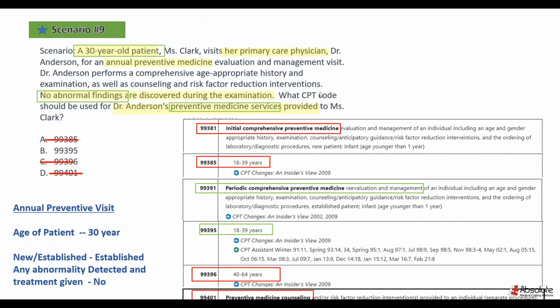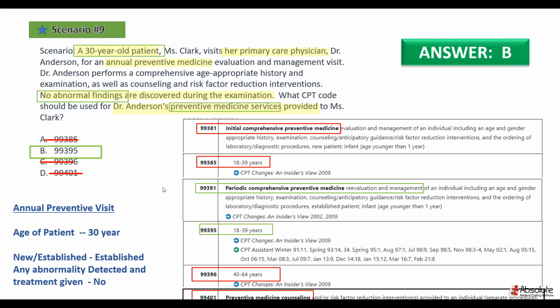So that's why I said while coding preventive medicine, age is important, and whether it's a new or established patient is also important. These are small things, but you have to be forensic while coding these E&M codes, because if you get anything wrong, they are going to give wrong results for you all. So option B, 99395, is the correct answer.